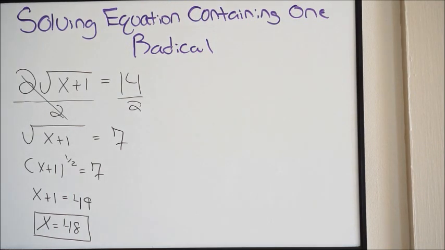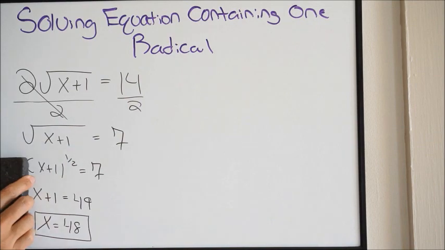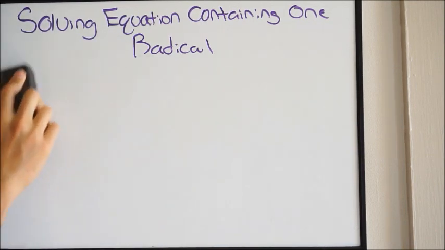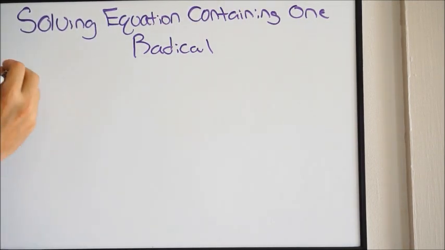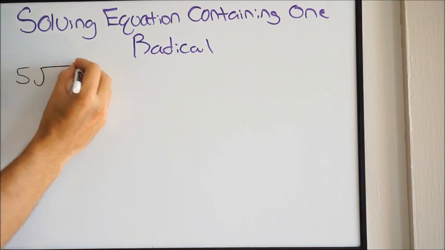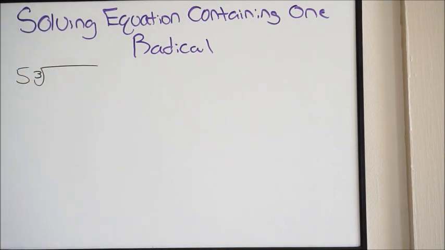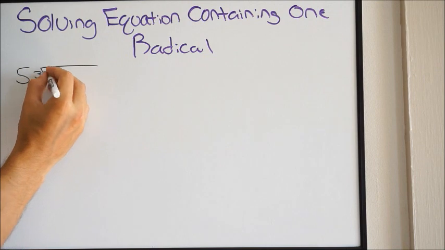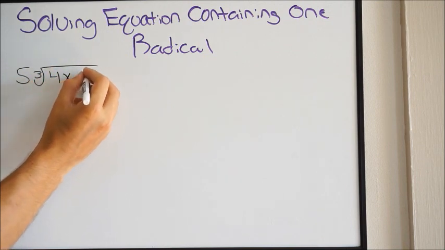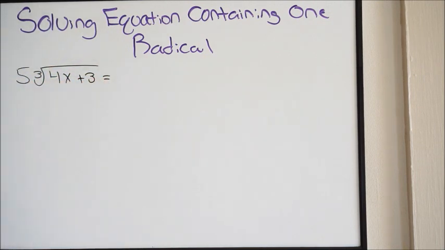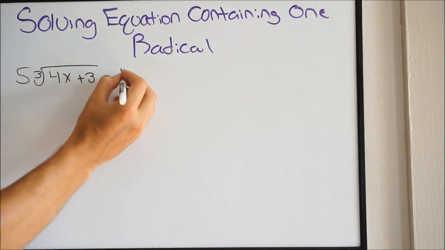All right, so that is example 1. Let's try another example. Okay, so we can have 5 times the cubed root of 4x plus 3 equal to 15.